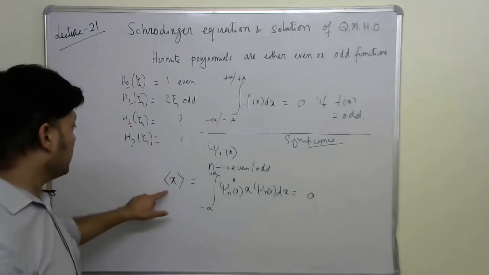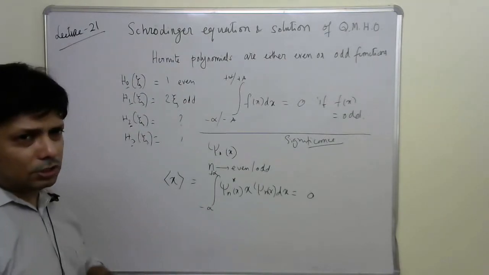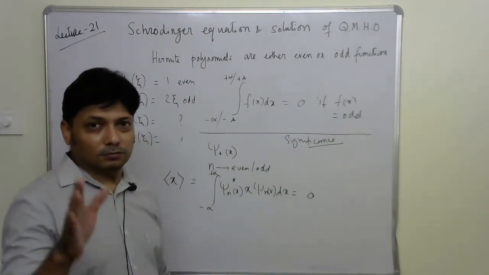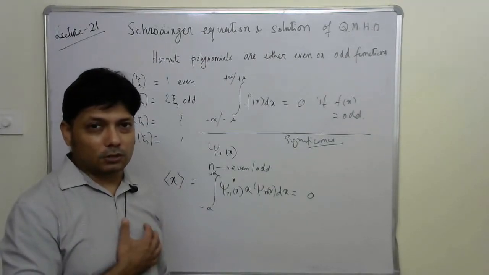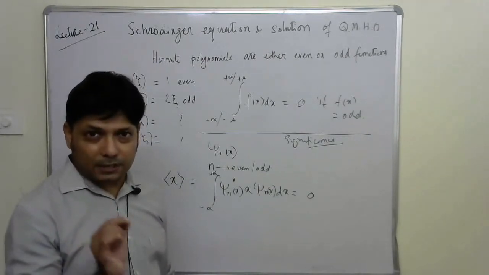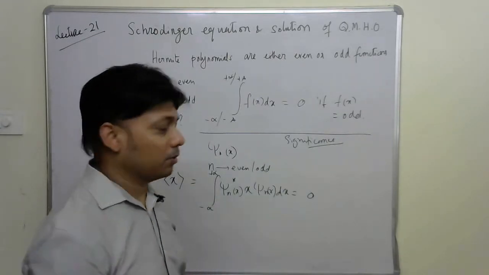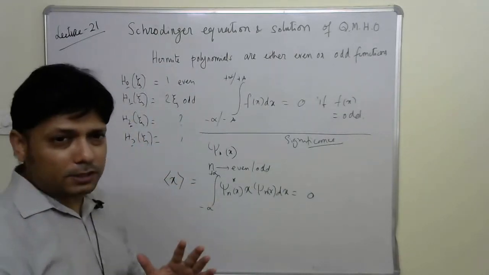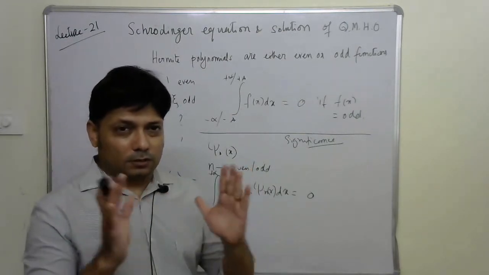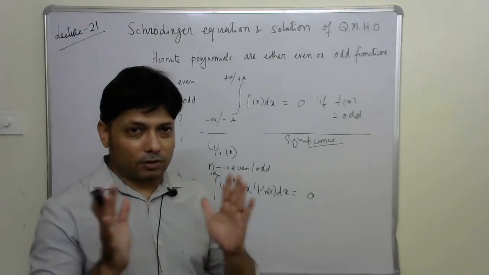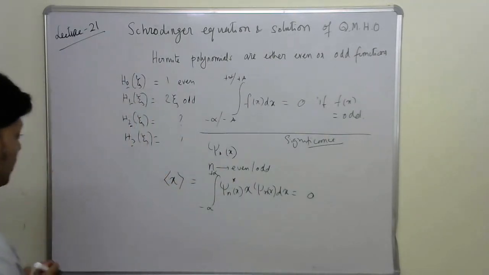So you see, immediately we can tell that the average position in a quantum mechanical harmonic oscillator, or the average displacement, or the expectation value of the displacement, is 0. That is not surprising, because we have assumed that it vibrates symmetrically with respect to the mean position, so the average displacement is always 0.